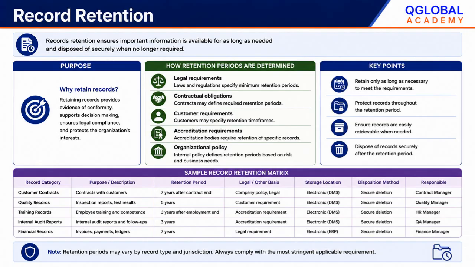Contracts with customers, suppliers, or partners may define specific retention periods that must be followed. Some customers may require records to be retained for defined timeframes, particularly in regulated industries. Certification or accreditation bodies may require certain records to be maintained for specific durations to demonstrate compliance. Internal policies define retention periods based on risk, operational needs, and business considerations. Records should be retained only as long as necessary to meet requirements.